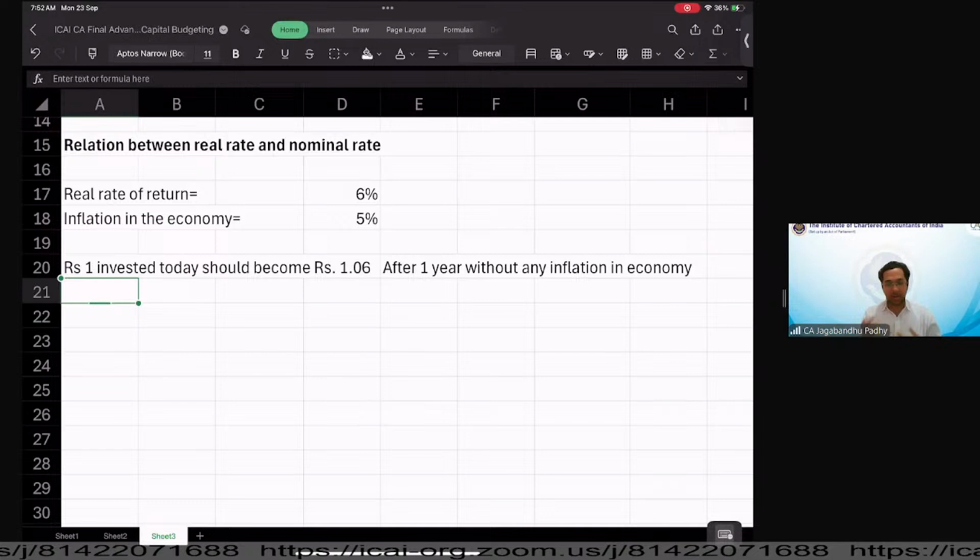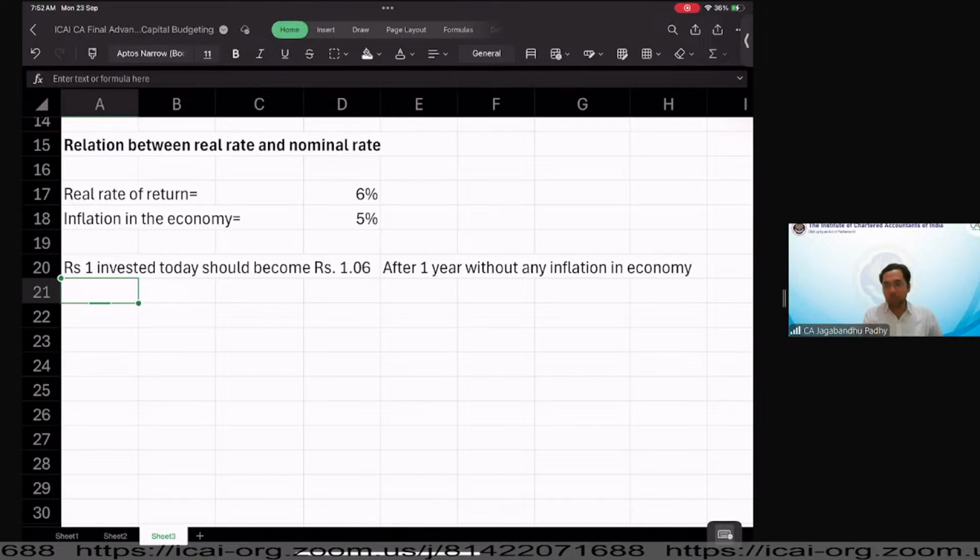When you understand the real rate of return, we want the increase in the commodities that we can buy. If I can buy certain units at 1 rupee today and my real rate of return is 6%, then I should be able to buy 6% extra units after a year. Am I right, guys? If my real rate of return is 6%, I should be able to get 6% extra units after a year.